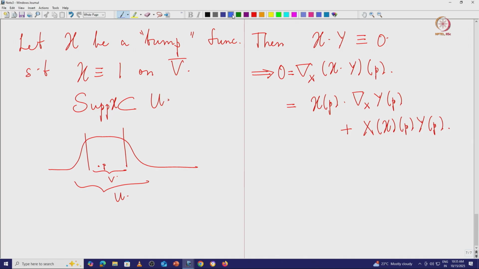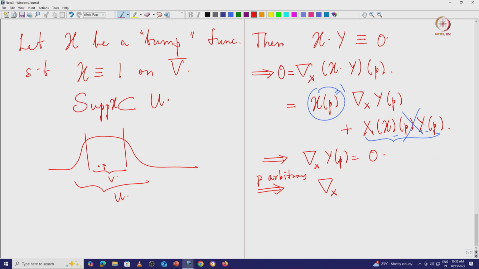Okay, but this quantity here is equal to 1 and this quantity here is 0, right, because firstly chi is constant near P, so any derivative of chi will automatically be 0, also y is 0 at P, so both these terms are in fact 0. So this implies that nabla x y at P is 0, okay, but since P was arbitrary, this implies that this restricted to U is 0.